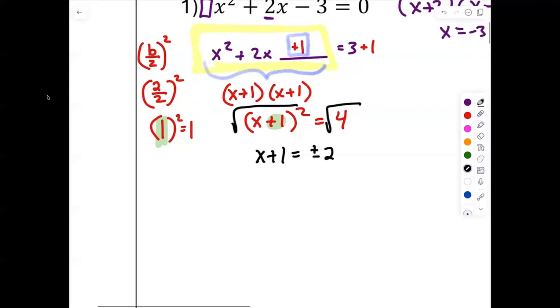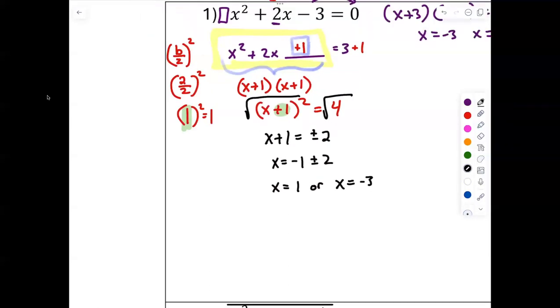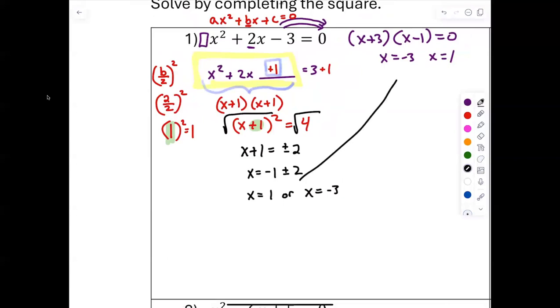Now I move the 1 over. When I move the 1 over, it becomes x equals what? Negative 1 plus or minus 2. Now, because there's no square root, what's negative 1 plus 2? 1. Or what's negative 1 minus 2? And what did we say the answer was originally? It's the same answer.